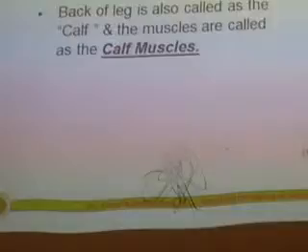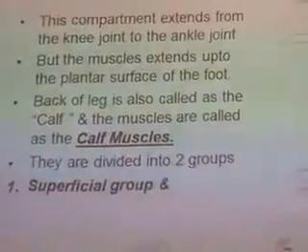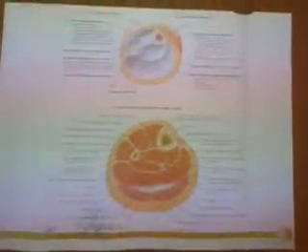These are called calf muscles, and they are divided into two groups, superficial and deep, because there are a lot of muscles. If you can see here, this is the tibia and this is the fibula. This is the anterior compartment, this is the posterior compartment. The posterior compartment is again divided by an intermuscular septum into a superficial compartment and a deep compartment. The superficial will have 3 muscles and the deep will have 4 muscles, totally 7 muscles for this compartment. Here you can see the 3 superficial muscles and the 4 deep muscles.